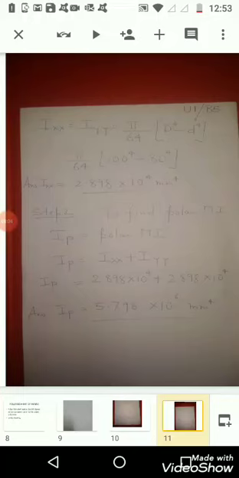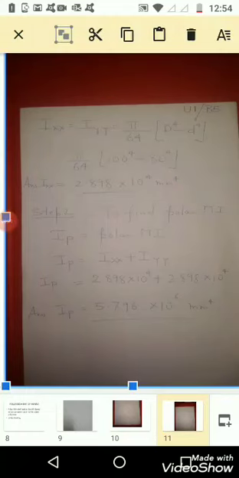Ixx is equal to Iyy is equal to pi divided by 64 in bracket D raised to 4 minus small d raised to 4. Solving and substituting the values, we get 2.898 into 10 raised to 4. Now we have to find the polar moment of inertia, which is given as Ip is equal to Ixx plus Iyy. Substituting the values, we get Ip is equal to 5.796 into 10 raised to 6. Next slide.